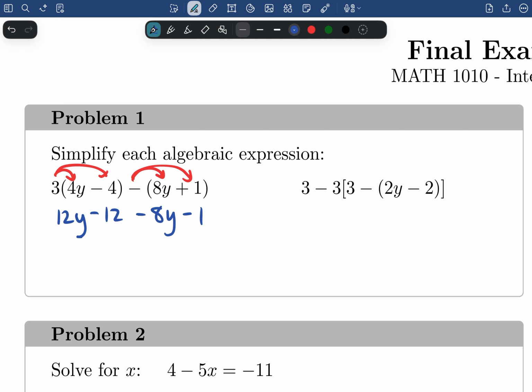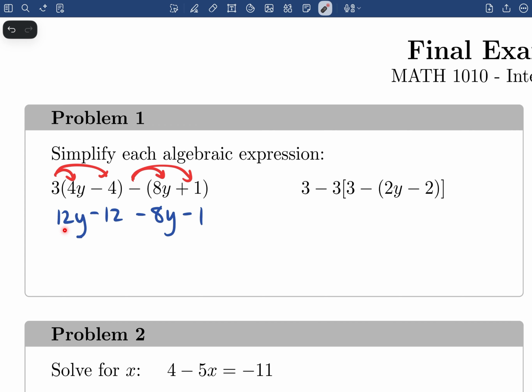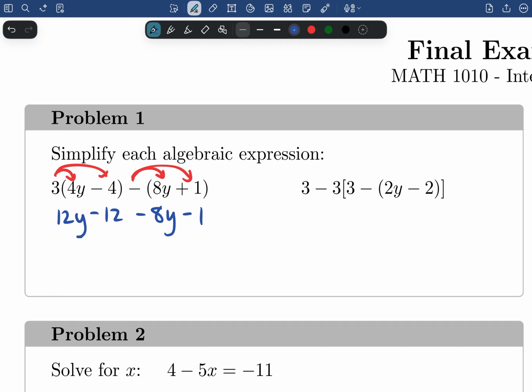Great. Now I'm going to combine like terms. I see terms with y in them, like 12y minus 8y. That combines together to make 4y. And then negative 12 minus 1 is a negative 13. So my simplified result is 4y minus 13. I'll try this one on the right.